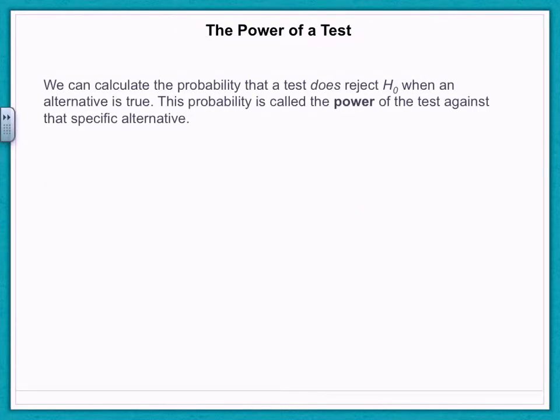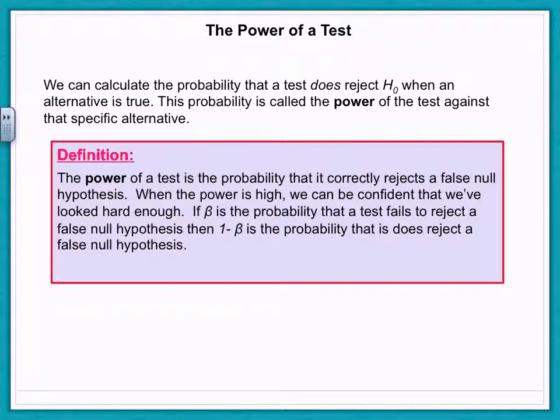Along with the type 2 error, we talk about the power of a test. It is probably more useful than knowing the probability of a type 2 error, because that can help us also with a type 1 error. We can calculate the probability that a test does reject your null hypothesis when an alternative is true. The probability is called the power of the test against the specific alternative. So the power of a test is the probability that it correctly rejects a false null hypothesis. When the power is high, we can be confident that we've looked hard enough. Our evidence is good. It's backing what we're saying.